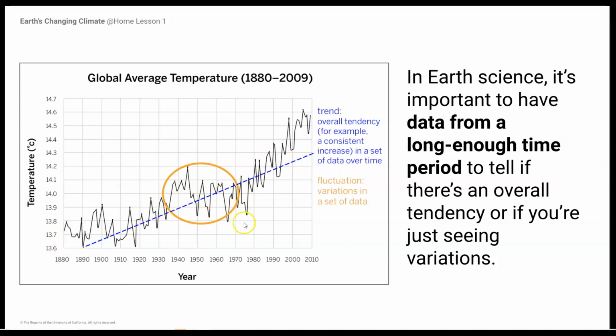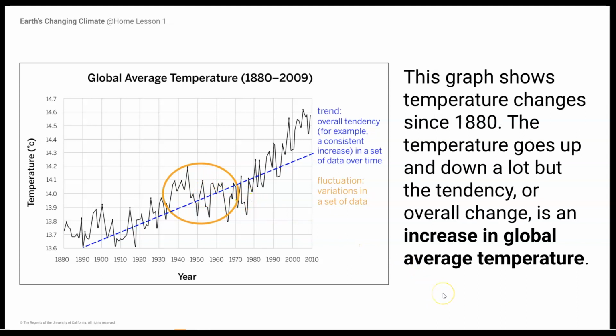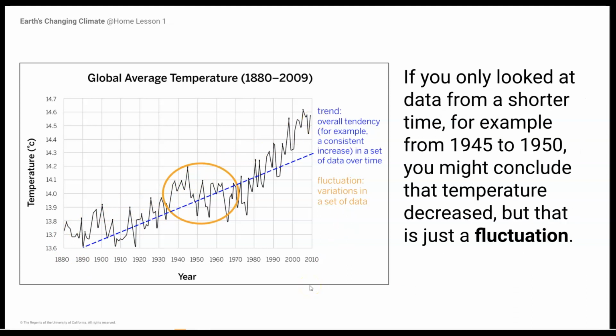Fluctuations are variations of data going up and down, up and down. So we can see here it's going up and down. This graph shows temperature changes since the 1880s. The temperature goes up and down a lot, but the tendency overall is an increase. So it goes up and down a lot, but we see an overall trend of an increase in this data.